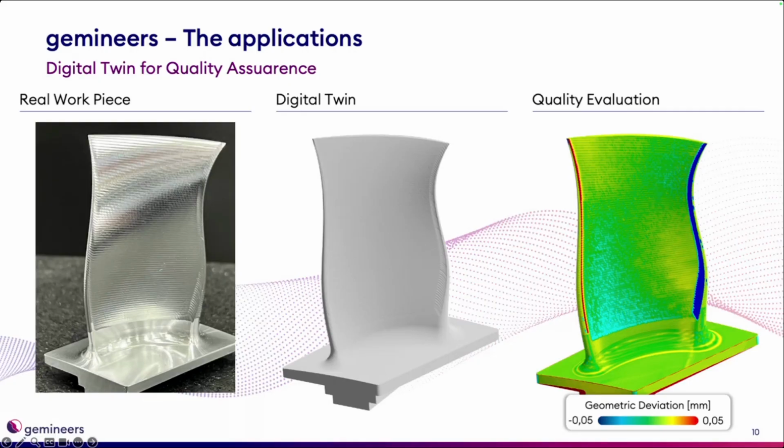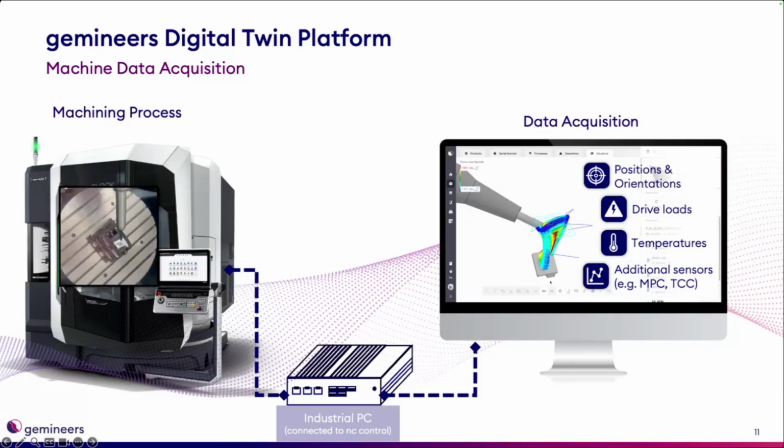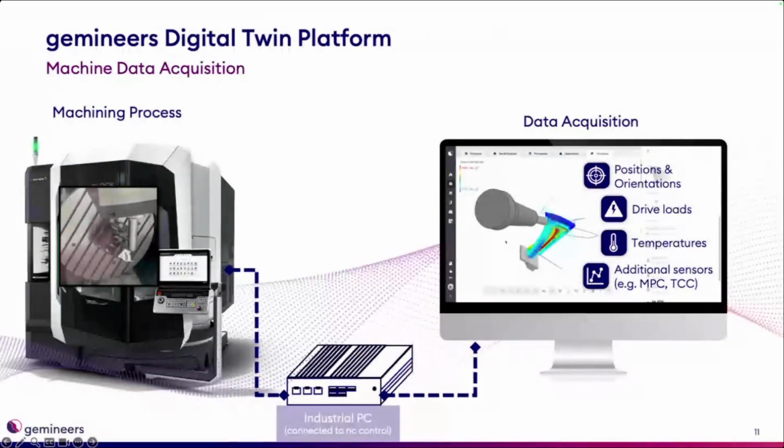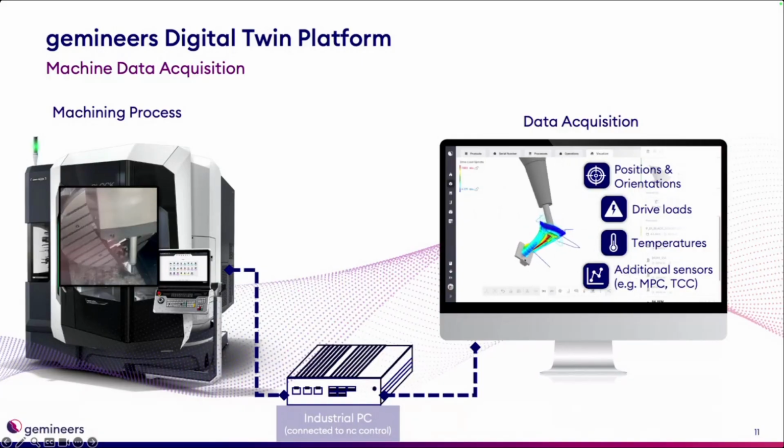Cool. So getting back to how it does work. How can we get to this digital twin? First, we need to get the data. So we usually equip an IPC, industrial PC, directly to the NC control and get out their high frequency data, so that during the part manufacturing we already can see some data, like positions, orientations, drive loads, temperatures, and if possible, additional sensors.